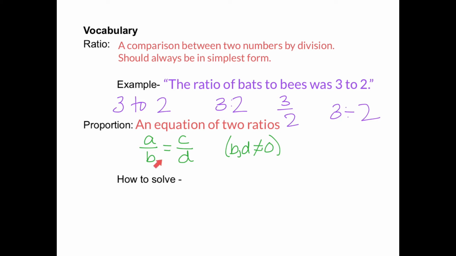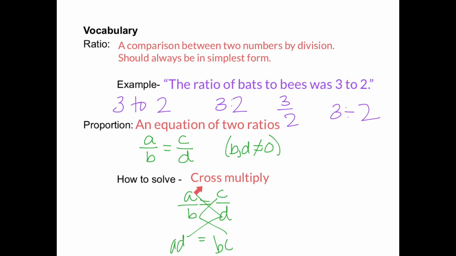Now, when we have a proportion equation, we solve it using cross multiplication. A times D is a cross product AD, C times B is going to be BC, and whatever that multiplication actually works out to. Notice that those cross products will equal each other, so it will continue to give us an equation to solve.